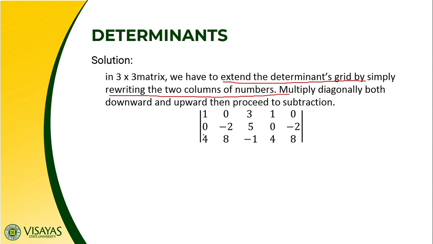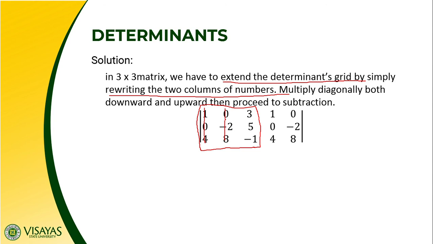this one is our original, the one shown to you in the previous slide. This one is the original matrix. We have elements 1, 0, 3, 0, negative 2, 5, 4, 8, negative 1. So first, it is said here that you need to extend the determinant grid by rewriting the first two columns. So these are the first two columns, and you rewrite them here, making this 3 by 3 matrix a 3 by 5 matrix. It becomes 3 by 5 because you have rewritten the first two columns.